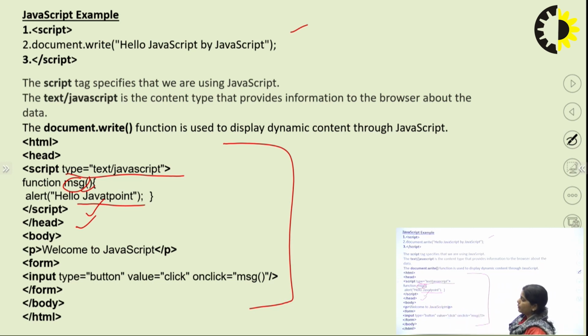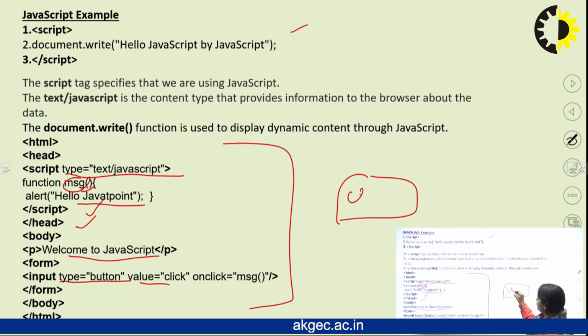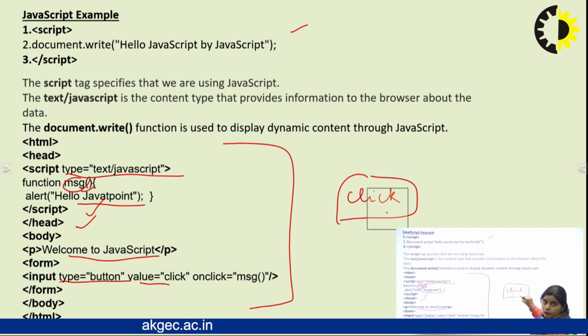After that, we open the body tag, and inside the body tag we have some tags. The first one is a paragraph tag. In the paragraph tag, we have written "welcome to JavaScript", and after that we also have a form tag. In that form, we have only a single button, which is a click button. The value of that button is click.